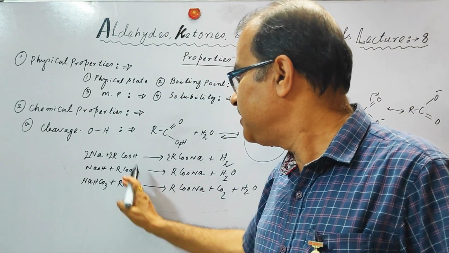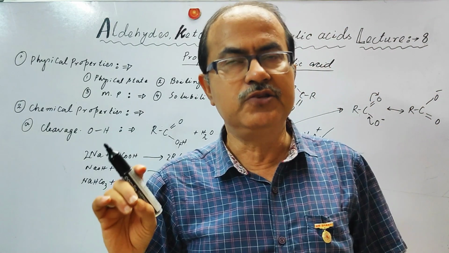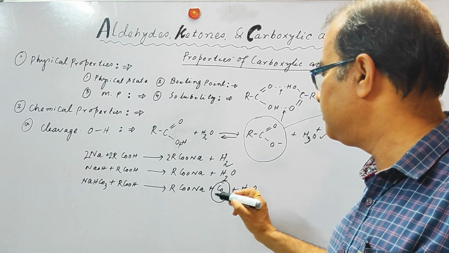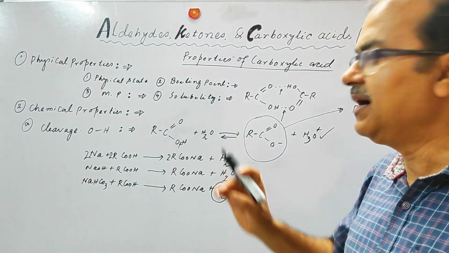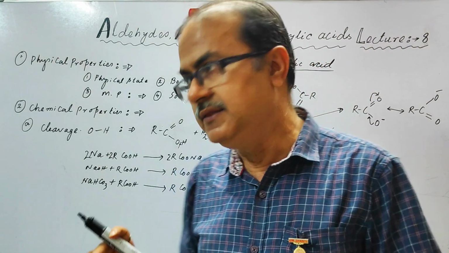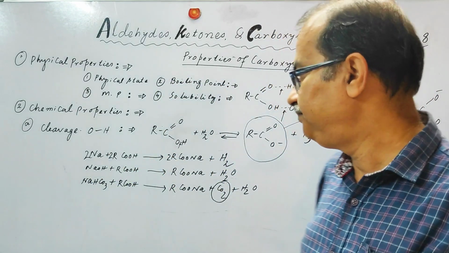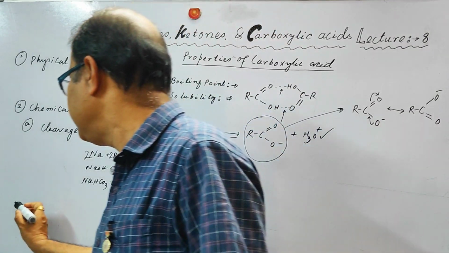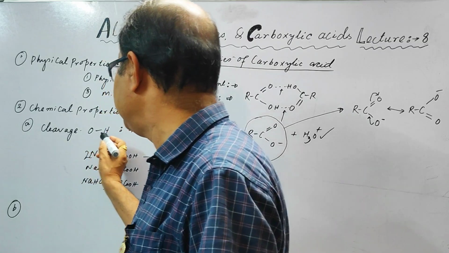When it reacts with sodium bicarbonate or carbonates, it evolves carbon dioxide gas, and this indicates the carboxyl group in the carboxylic acid. So this is a very, very important reaction. This reaction is not shown by alcohol or phenol. Okay, so next reaction that we are going to discuss.